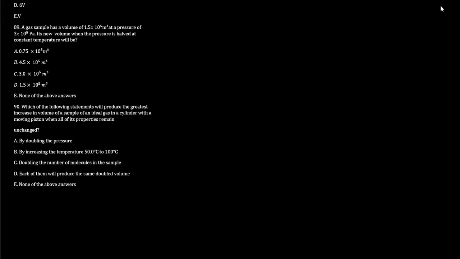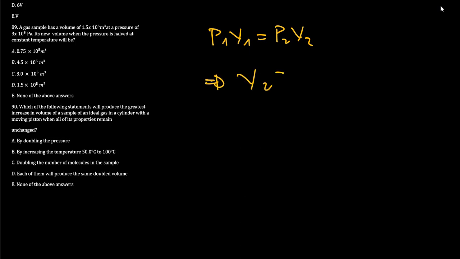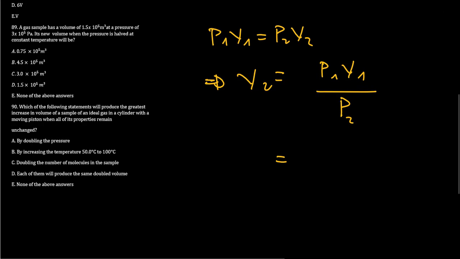Question number 89. A gas sample has a volume of 1.5 times 10 to the 5 meters cubed and a pressure of 3 times 10 to the 5 pascals. Its new volume when the pressure is halved at constant temperature is, so we have P1 V1 is equal to P2 V2. So the new volume V2 will be equal to P1 V1 divided by P2. Now the new volume when the pressure is halved, so it means P2 is equal to a half P1. So this is equal to P1 divided by 2.